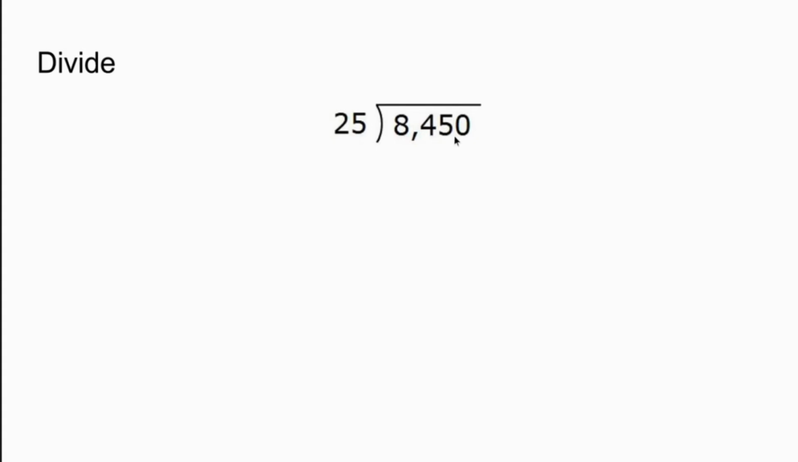Divide 8,450 divided by 25. Whenever we have a two-digit divisor and we need to find out how many times 25 goes into that number, we start out with the first two digits and then move on with long division. So, how many times does 25 go into 84?